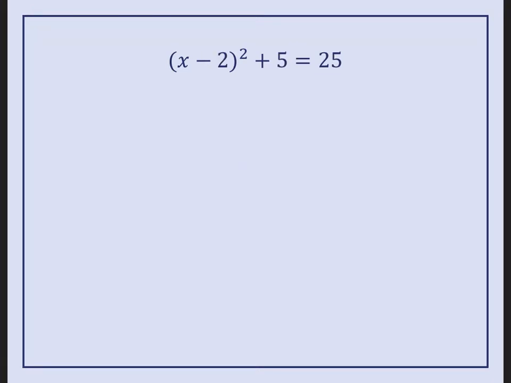Okay? Same process again. We first have to get this by itself. So we need to move this 5 to the other side. So we are going to subtract 5 from both sides. So we have x minus 2 squared equals 20.